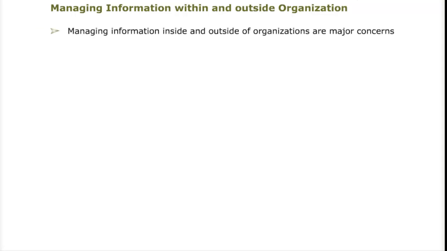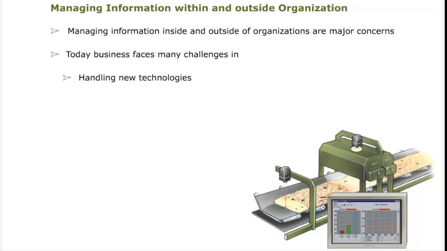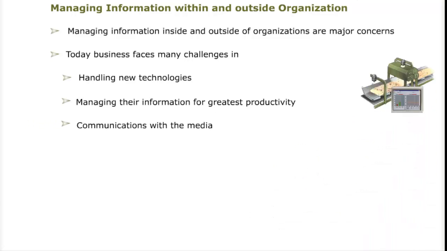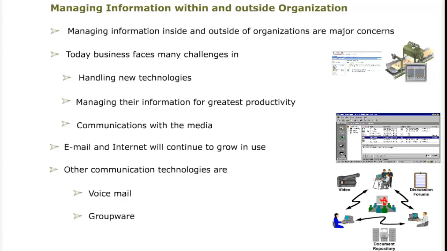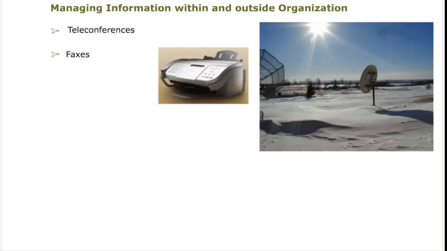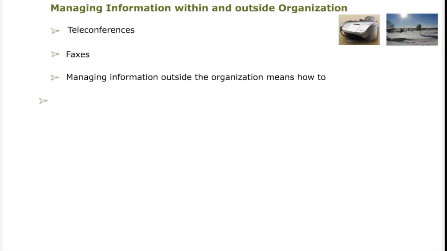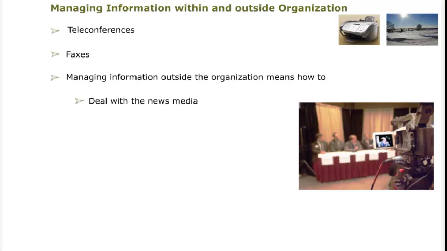Managing information inside and outside organizations has become one of the major concerns of business. Today, businesses face many challenges in handling new technologies, in managing their information for greatest productivity inside the organization, and in communications with the media outside. Email and internet will continue to grow in use and in utility as new ways of exchanging information. Other communication technologies like voicemail, groupware, CD-ROM databases, teleconferencing, and faxes are also used by business organizations for managing information within the organization. These communication technologies are discussed in detail in this unit. Managing information outside the organization means how to deal with the news media, how to create tools for managing corporate news, and how to control public company crises.